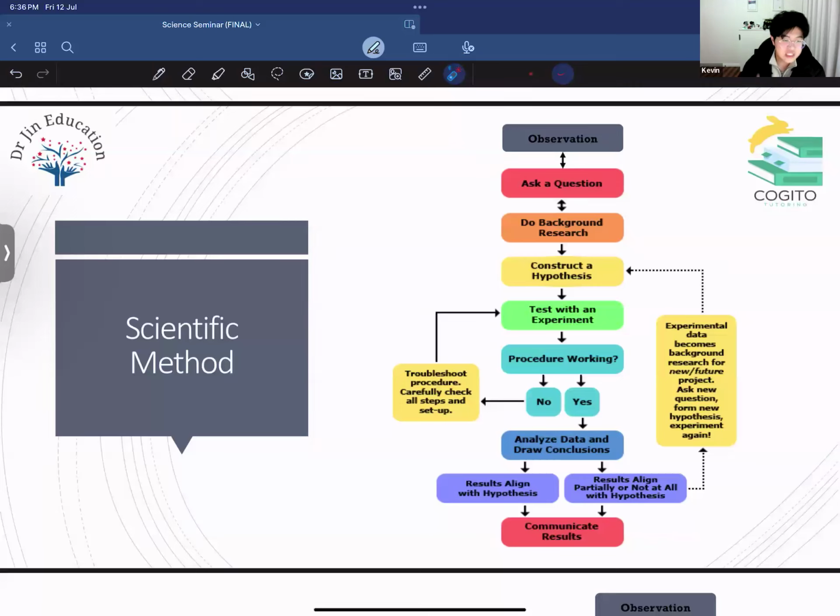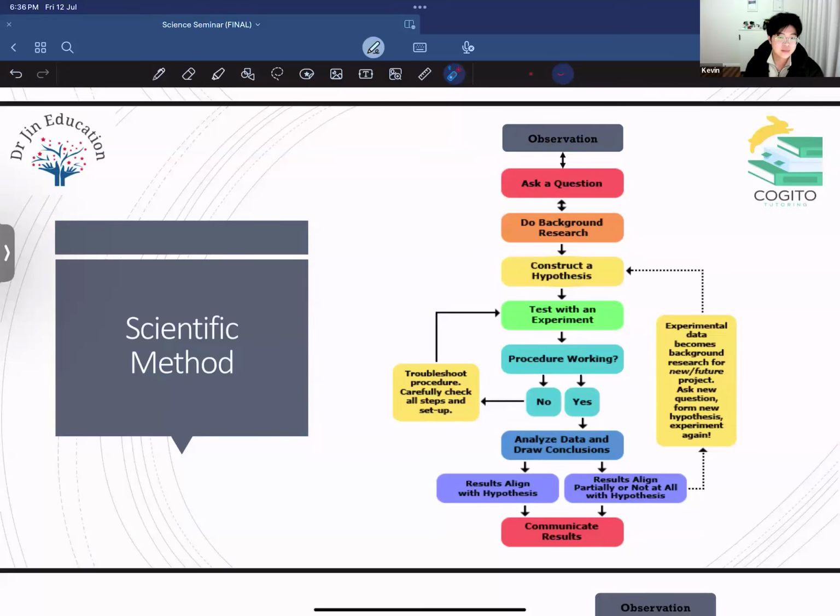Now, when you draw these conclusions, what we're trying to do is compare it to our hypothesis. Remember, the hypothesis was an educated guess. Now, if your conclusion aligns with the hypothesis, so it agrees with the hypothesis, great. You can communicate your results and say, yes, I did this experiment, the results align with my hypothesis and it explains why this observation happens.